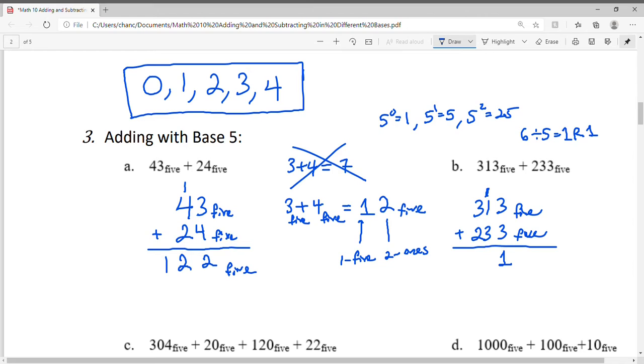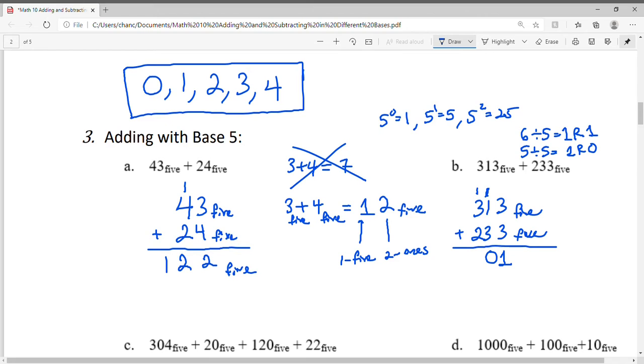Now we have 1 plus 1 plus 3, that is 5. Well, 5 doesn't exist in base 5, so I can do again 5 divided by 5. That's equivalent to 1 remainder 0. So that means 1 plus 1 plus 3 is actually 0. Carry that additional 5 over.